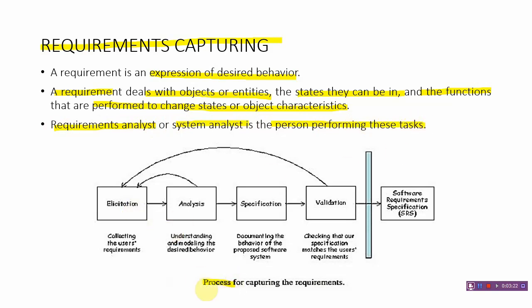Here you can observe the process for capturing the requirements. The first task is elicitation, which is nothing but collecting the user's requirements. Then analysis, in which understanding and modeling of the desired behavior is performed. The next activity is specification, in which the behavior of the proposed software system is documented. The next activity is checking whether our specification matches the user's requirement or not. So basically, here you can see the arrow which is pointing back towards the previous module.